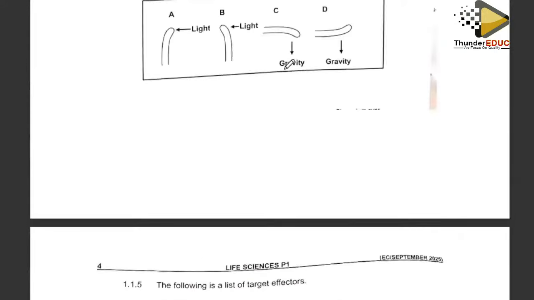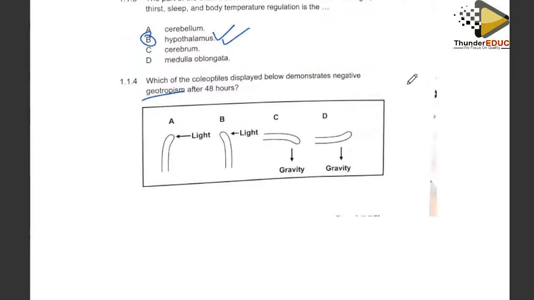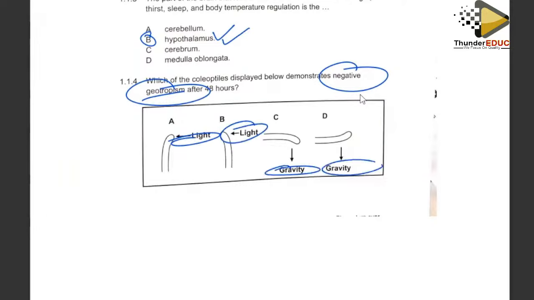So they're asking which of the following is negatively geotropic after 48 hours. This one is light. We can't talk about geotropism here. Here we have to look at the gravity, because geotropism is about gravity.